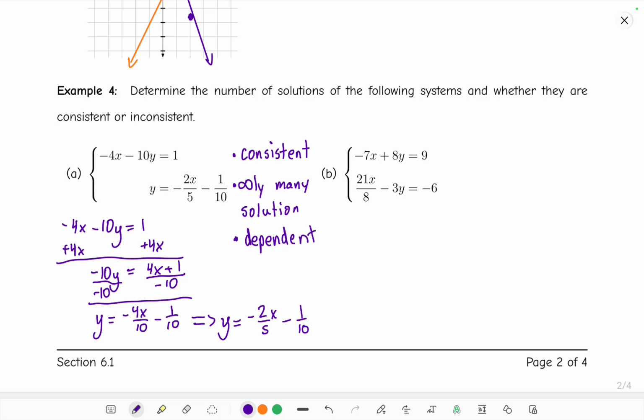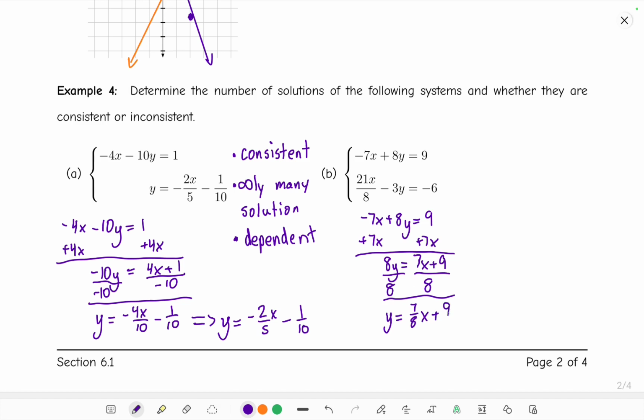B. Negative 7x plus 8y equals 9. Well, that is not in slope-intercept form, so let's solve that. So add 7x. Divide by 8. So y equals 7/8 x plus 9/8.